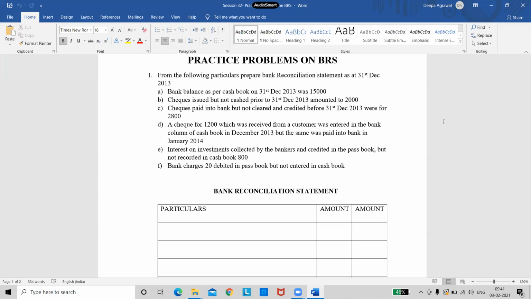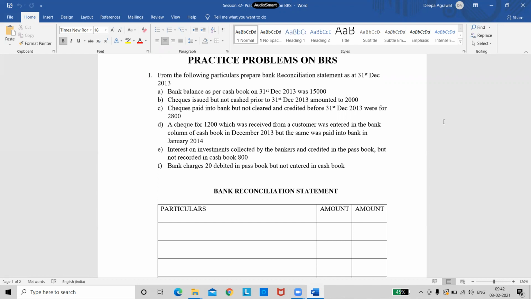Okay, now see the next transactions. The bank balance as per cash book on 31st December 2013 was 15,000. So in this question, he is giving us the balance as per cash book. He says bank balance as per cash book. And how many books do we have in BRS? Quickly tell me. Cash book and passbook, ma'am. Cash book and the passbook. We have only two books, cash book and passbook. So he will give you the balance as per one book. You have to find out the balance as per the other book.